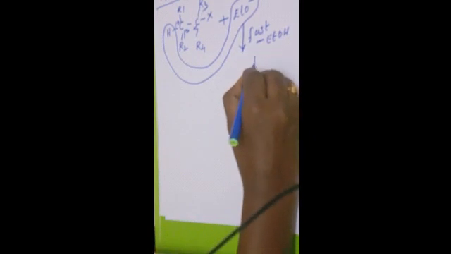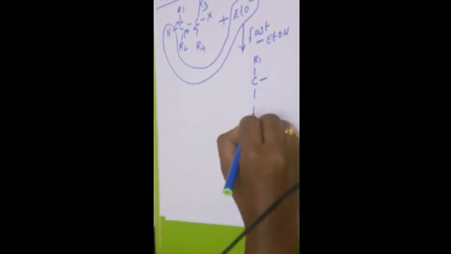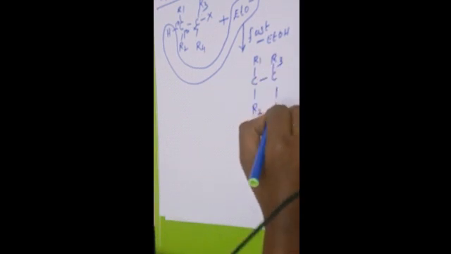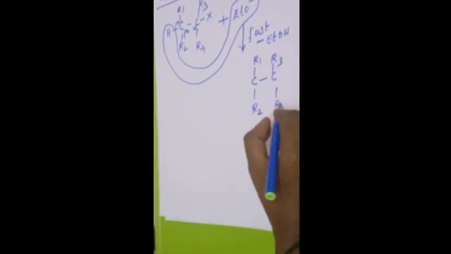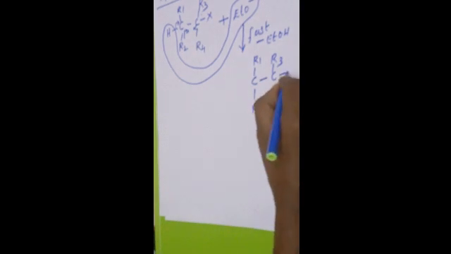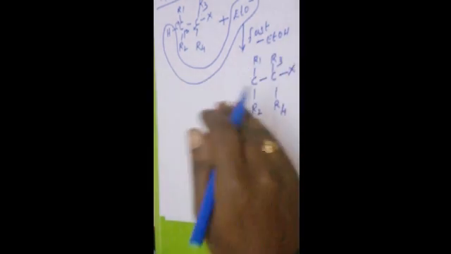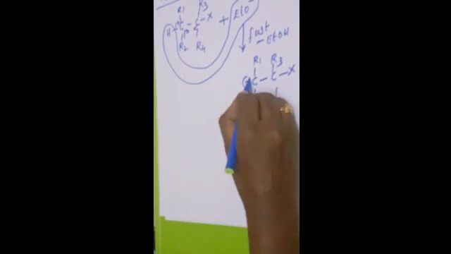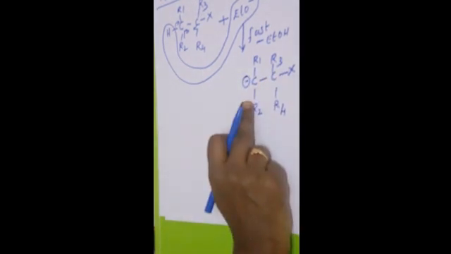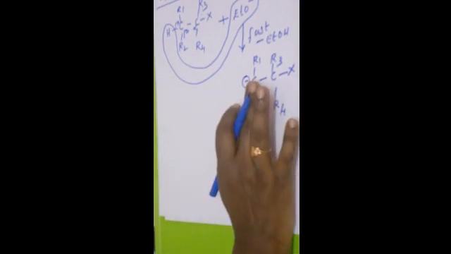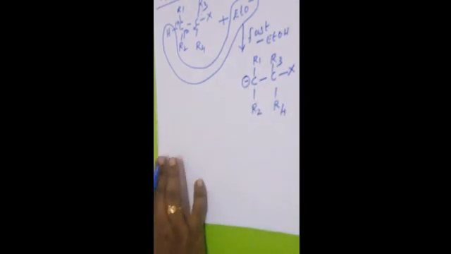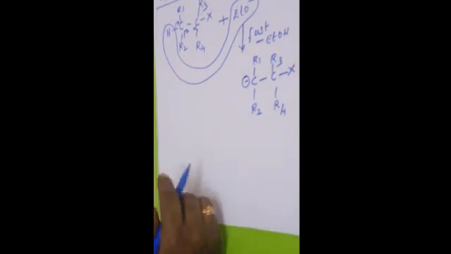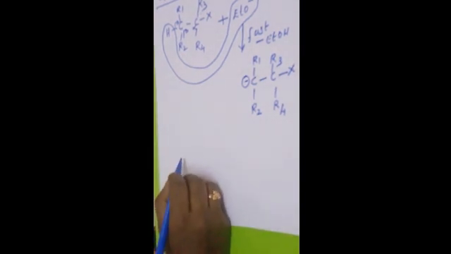So CR1, R2, CR3 and R4. The X alkyl halide group will be present here and the carbanion will be formed. This is the first step of the E1CB mechanism. And the second step is the slow step and also it is the rate determining step.